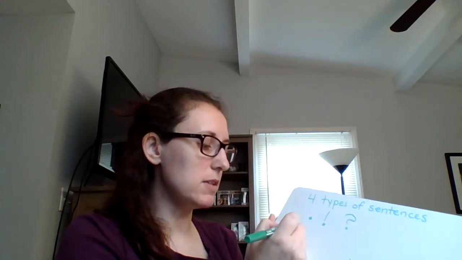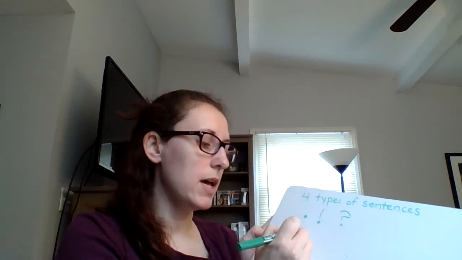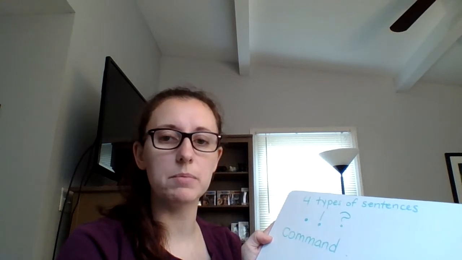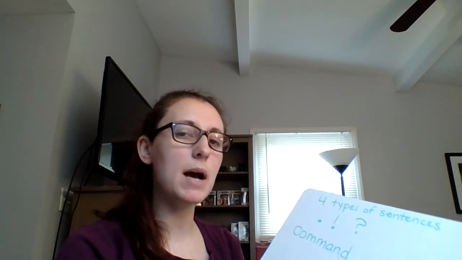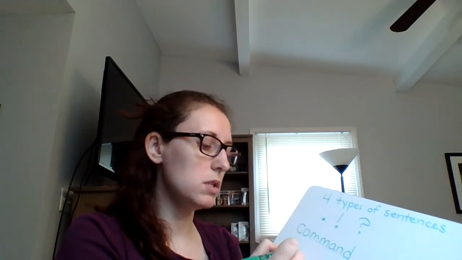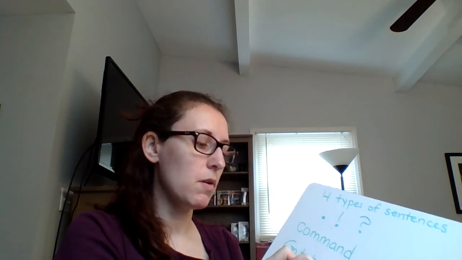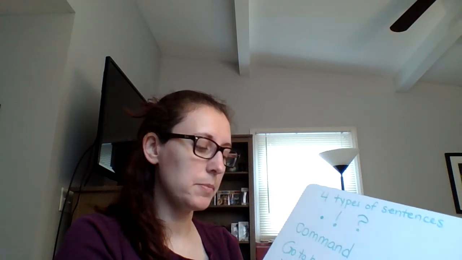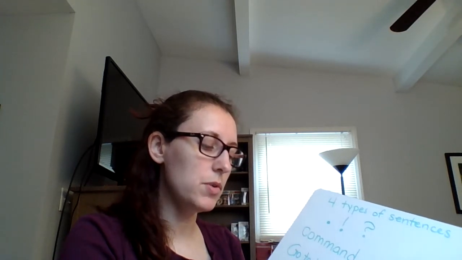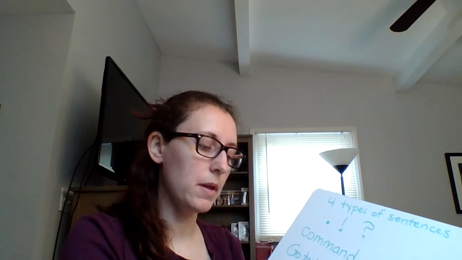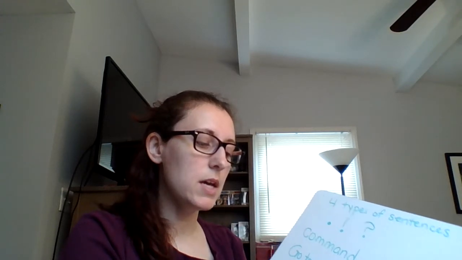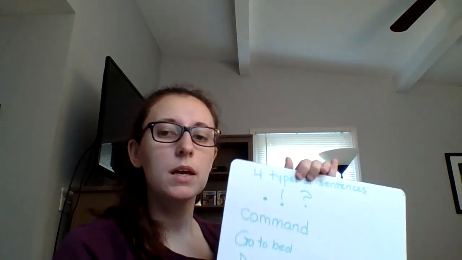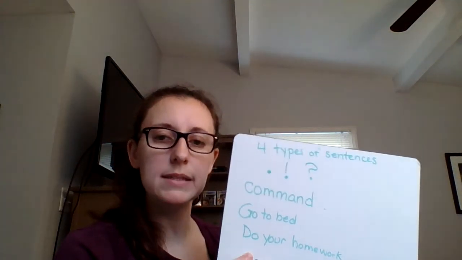The first type of sentence we have is a command. A command would be you telling someone to do something. So, for example, if your mom says, go to bed, or do your homework, she's telling you that you need to do something. Or you might say a command to somebody else. You might say, get me some water, please.